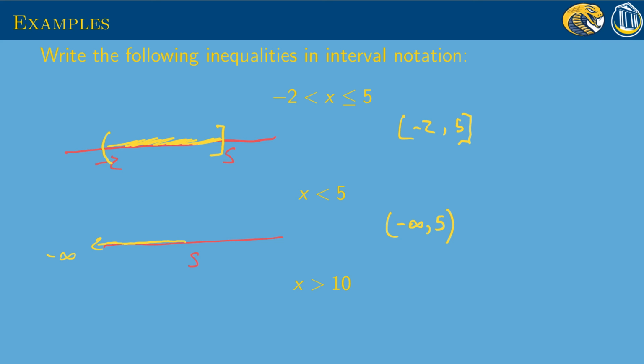We can also do this without drawing the number line if we want to. If x is greater than 10, that means that we're starting at 10 with a round parentheses, and we're going up. There's no upper bound, it goes all the way up to infinity. And again, infinities always have round parentheses.